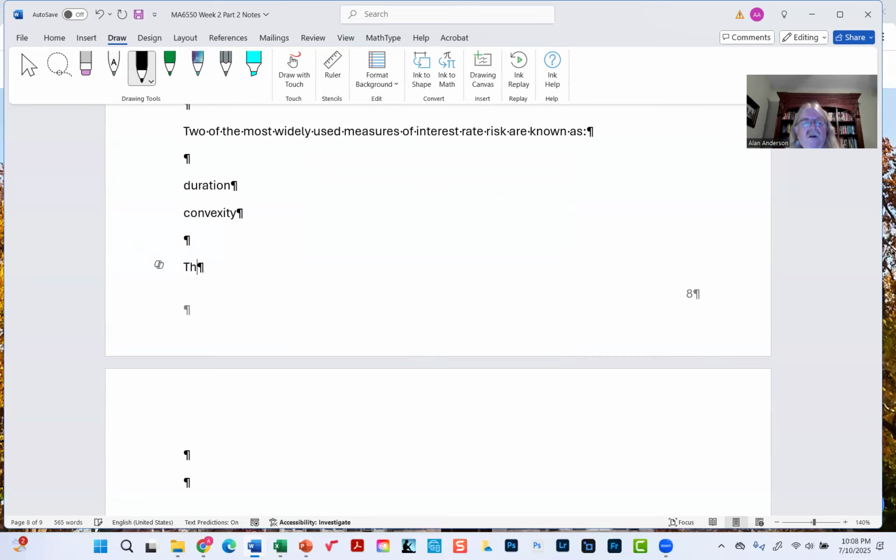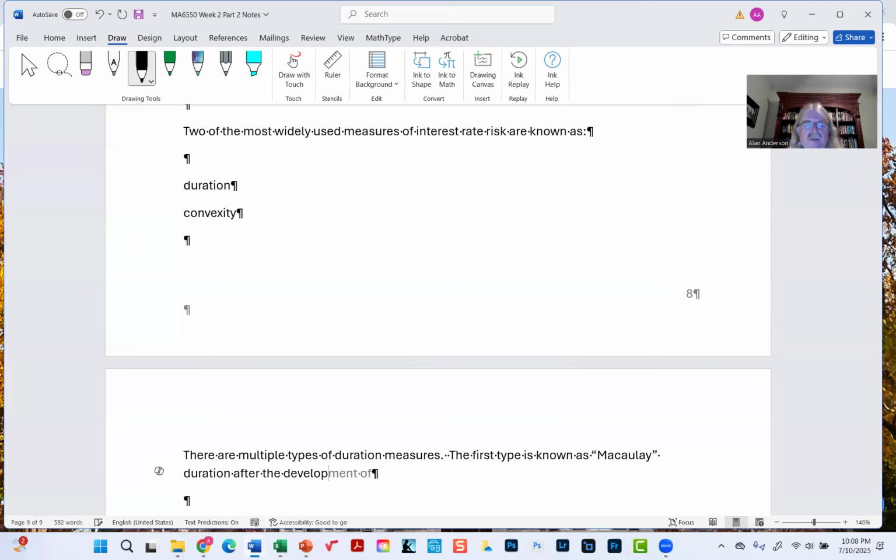All right, now there are multiple types of duration measures. There's not just a single one. The first type is known as Macaulay duration, after the inventor, or the developer, I guess might make more sense, the developer, whose name was Frederick Macaulay.